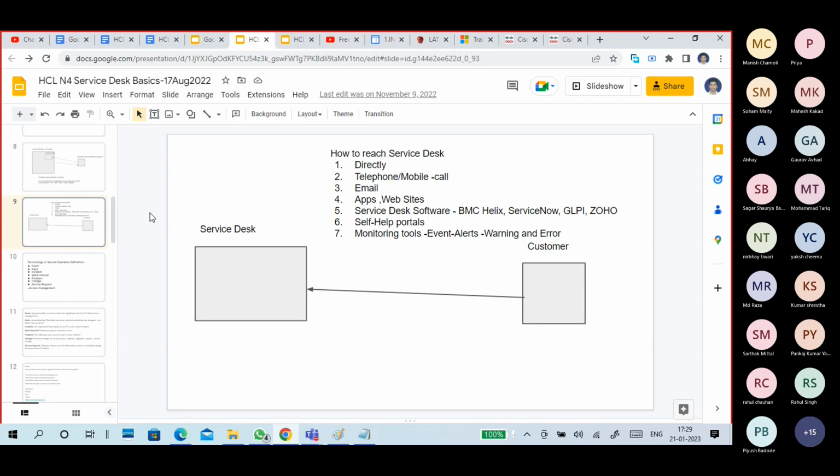For ticketing, there are ticketing software tools available. Sometimes requests come through mails, depending on the organization. Self-help portals are available in certain organizations. For example, in the Amazon mobile application, a direct support option is there. Also, different monitoring tools: through monitoring tools you will also get tickets.